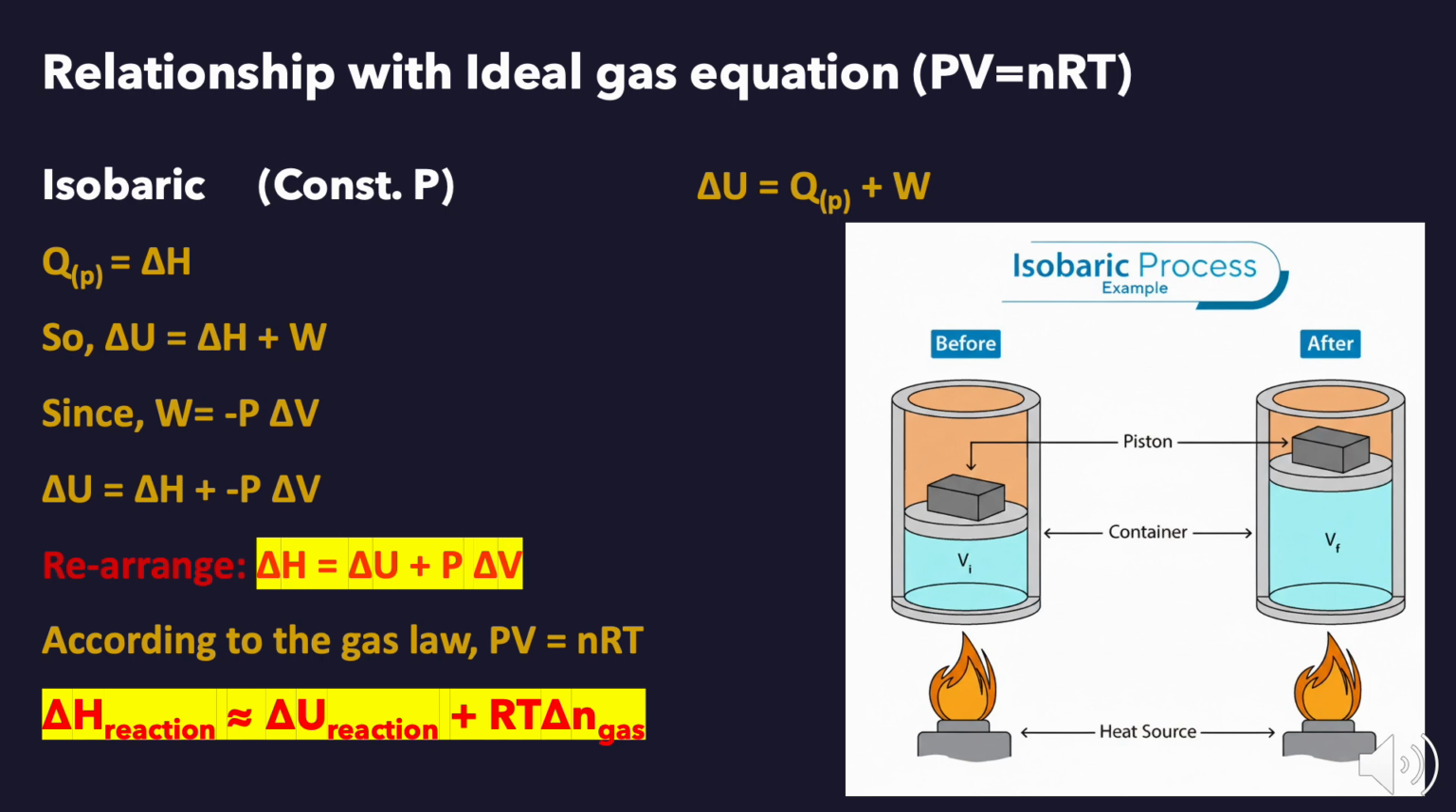Substitute Q by delta H. Then, delta U equals delta H plus negative P delta V. Then substitute P delta V by nRT. The approximation: delta H is almost equal to delta U plus RT delta n. If gases increase, which means delta n is higher than 0, delta H will be higher than delta U. Chemists love this for standard enthalpies.